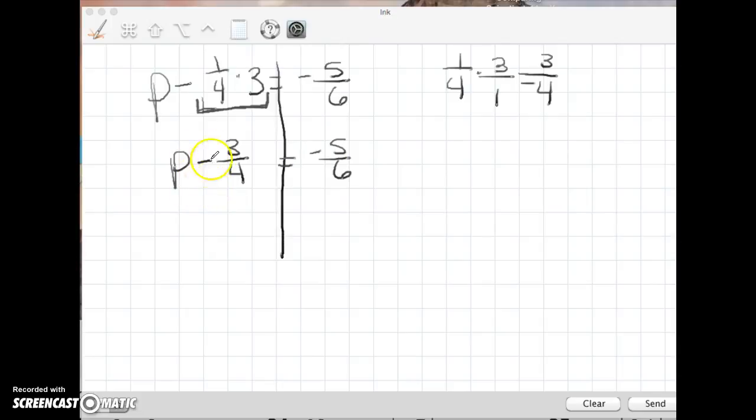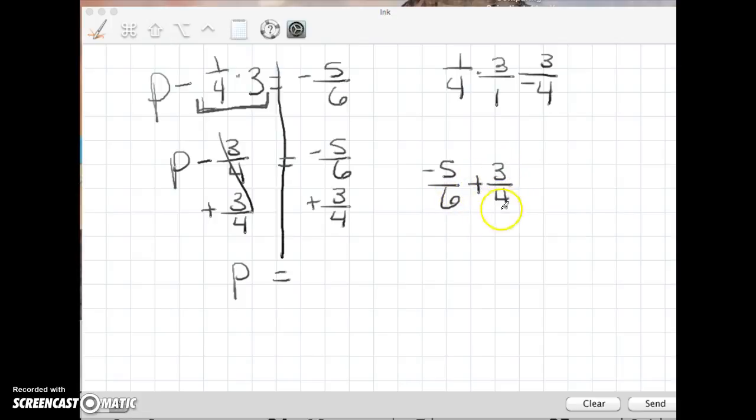Okay, and then the exact same thing: we want to get rid of this minus 3/4, so we're going to add 3/4 to both sides. This time we're adding fractions, but you still have to have a common denominator. So 6 and 4 both go into 12. I'm going to multiply the negative 5/6 by 2 to get negative 10/12, and multiply the 3/4 by 3 to get 9/12. Whenever you add them together, negative 10 plus 9 is negative 1, and you keep your 12 as your denominator. So negative 1/12.